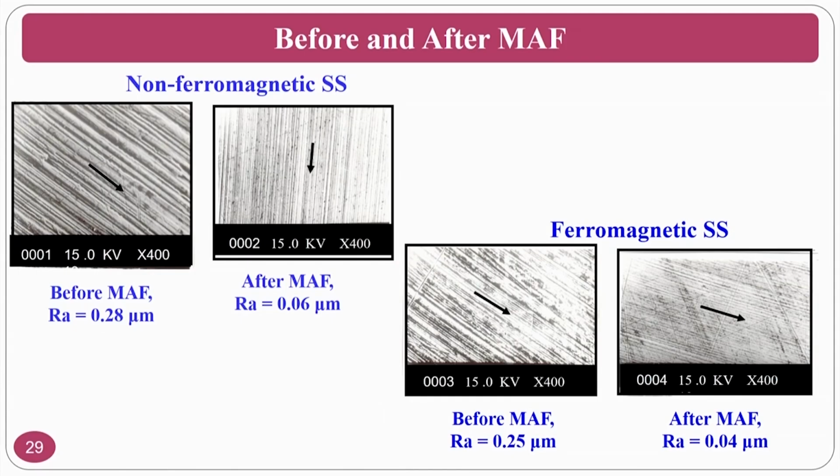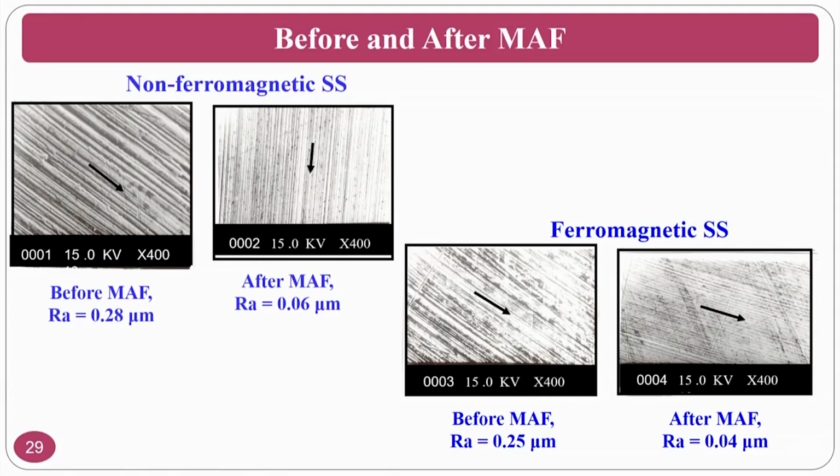These are the results taken from Professor D.K. Singh, who is a student of Professor VKJ. You can see before and after for the ferromagnetic and non-ferromagnetic materials, and the better surface finish achieved in the non-ferromagnetic is 0.06, but in case of ferromagnetic stainless steel it is 0.04 micrometers.